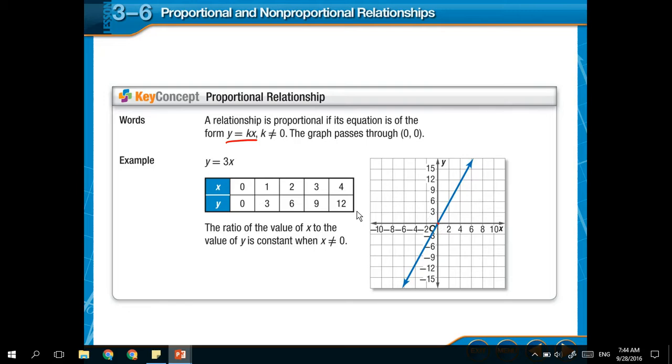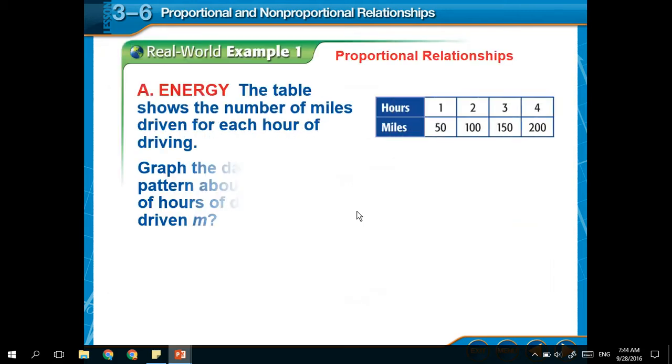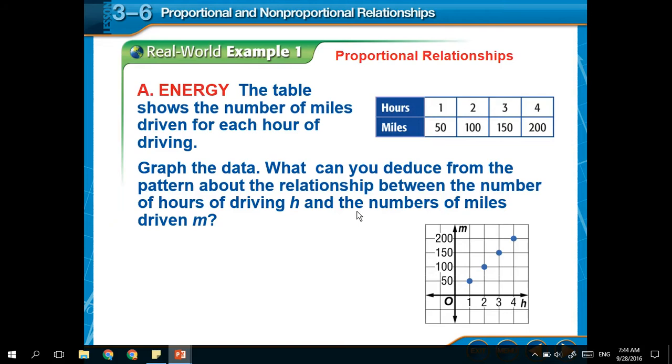Okay, so if I want to find proportional relationship equations, let's analyze this information. It says the table shows the number of miles driven for each hour of driving. If you graph the data, I already have it graphed here: (1, 50), (2, 100), (3, 150), (4, 200). What can you deduce from the pattern about the relationship between the number of hours of driving h and the number of miles driven m? So if we're looking at this, what kind of relationship is this?